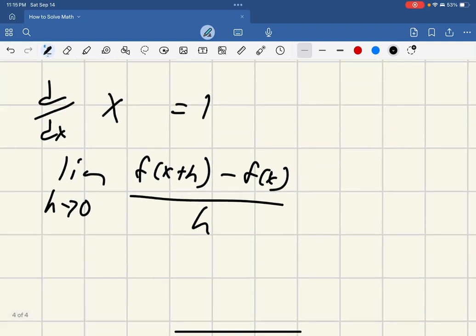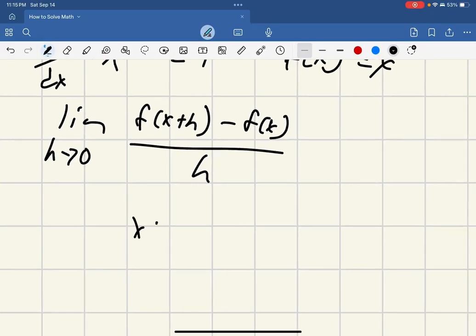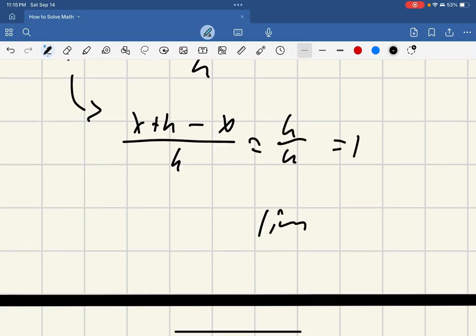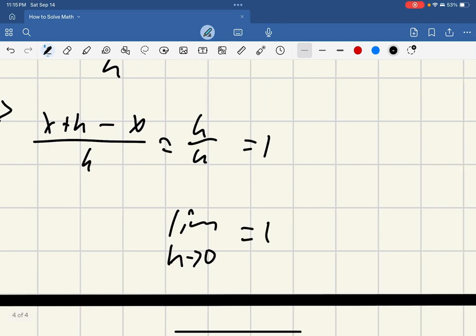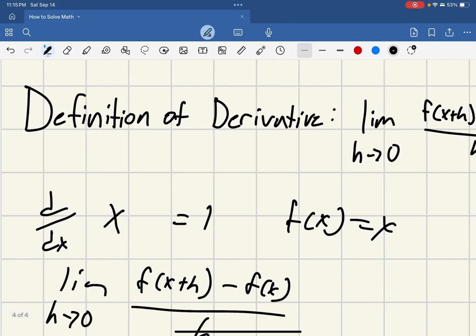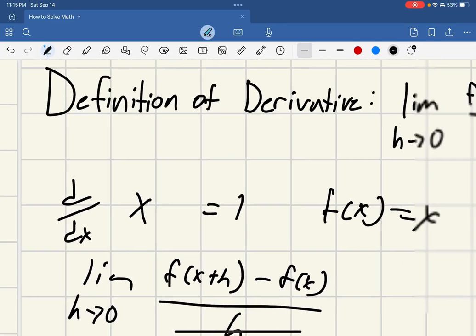So since our f of x is just equal to x, we're going to do x plus h minus x over h, and our limit is still applying to this, so this is just going to be h over h, which is equal to 1. So our limit as h approaches 0 is equal to 1, and since there's no h, this is just equal to 1. So we use that to prove that the derivative of x is just equal to 1.